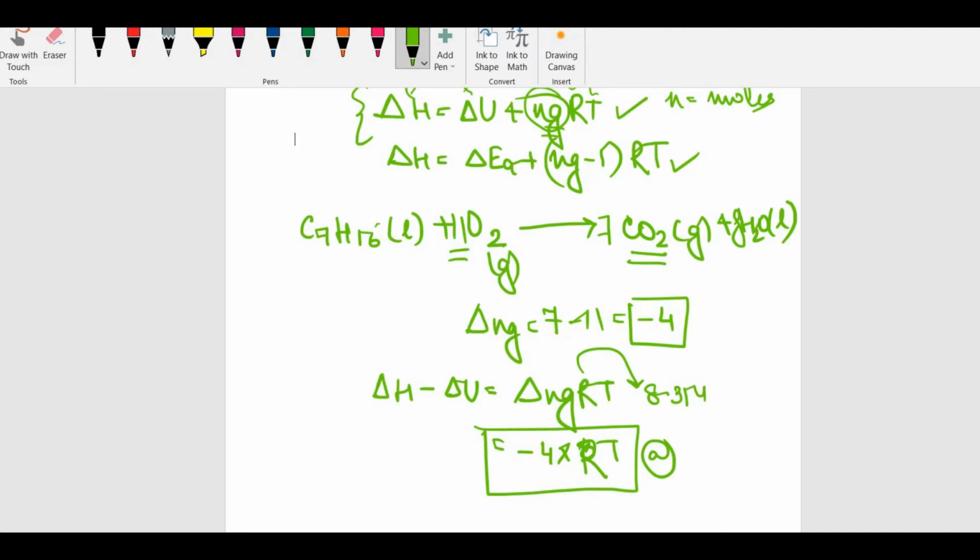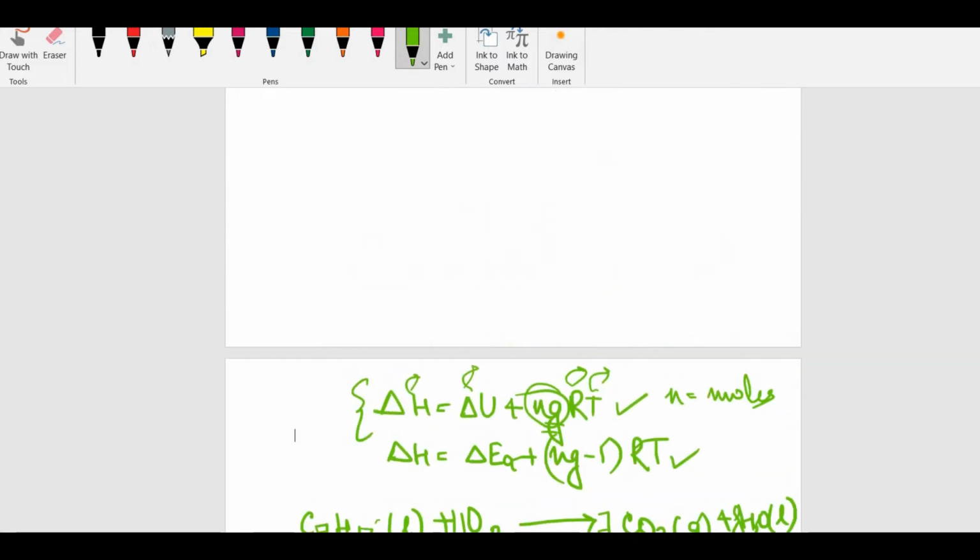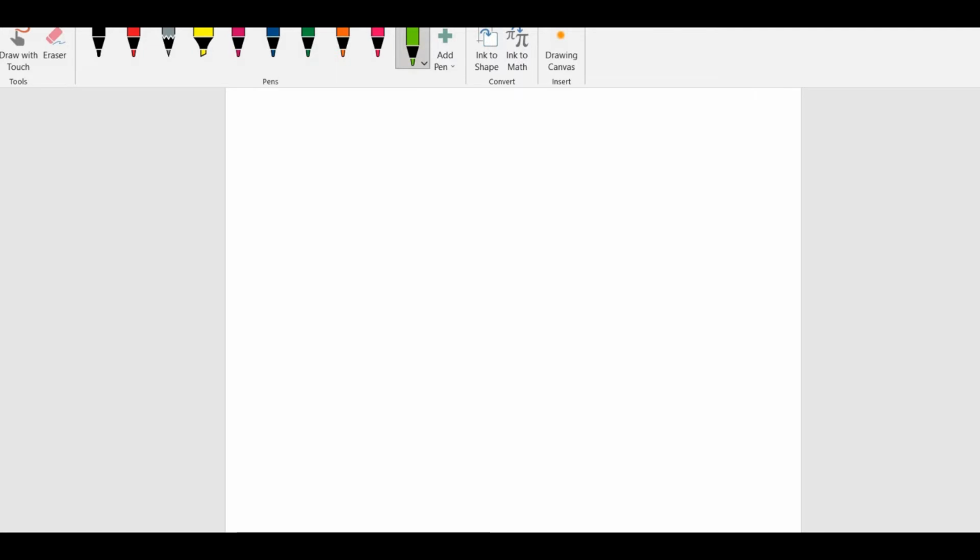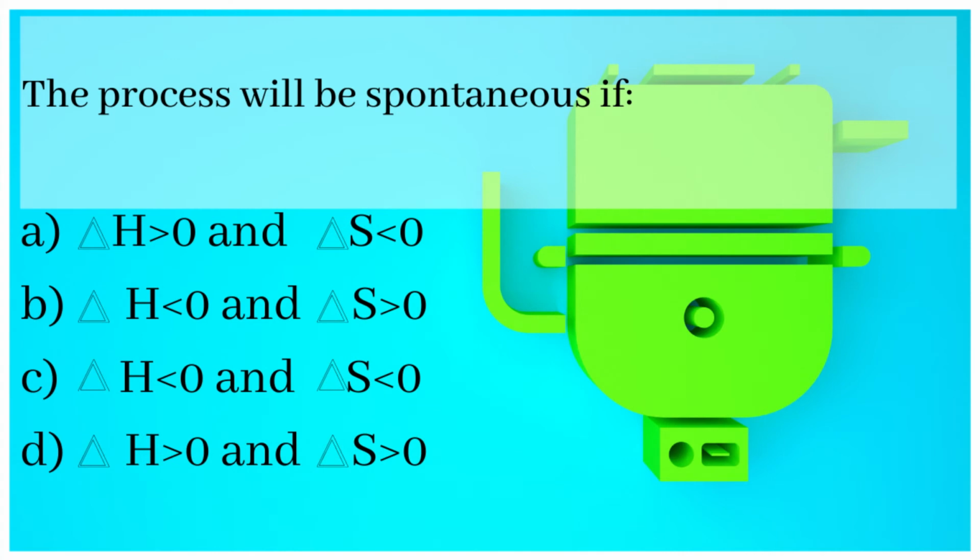Alright. And if temperature is mentioned, well and good. Just convert it into the Kelvin scale and put the value. But if no temperature is mentioned, then take the normal temperature and pressure value, that is 25 degrees centigrade or 298 Kelvin. Yeah, super.